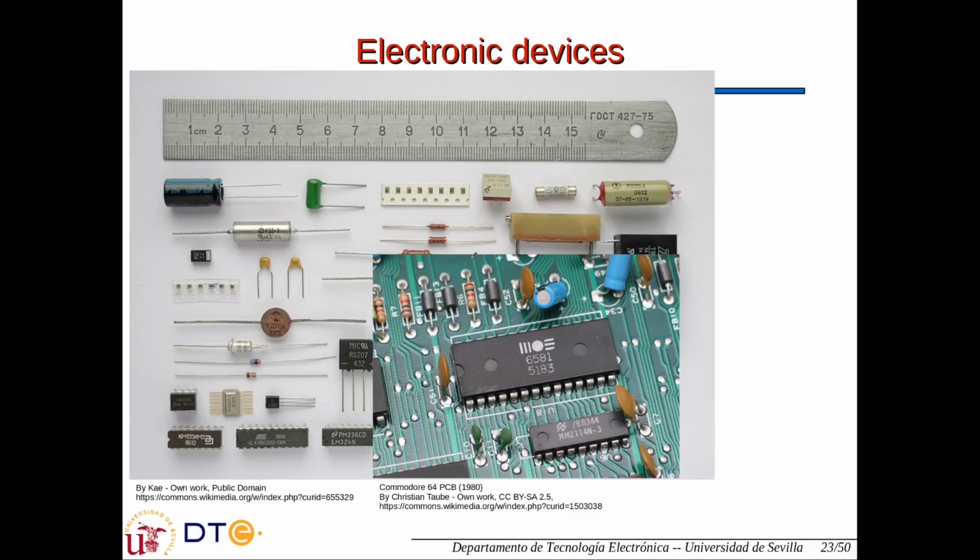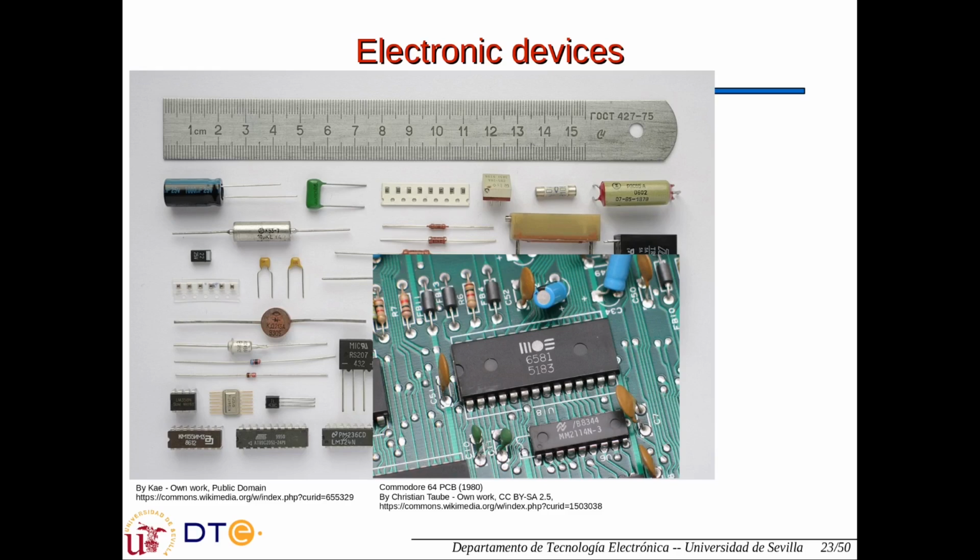like this one, which is a board from a mini computer from the 80s, the famous Commodore 64, where we find these devices going through the holes of the printed circuit board. That's why these devices are called through-hole devices. And also here we have some integrated circuits of the first type.